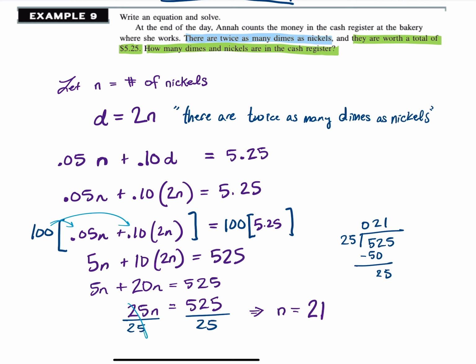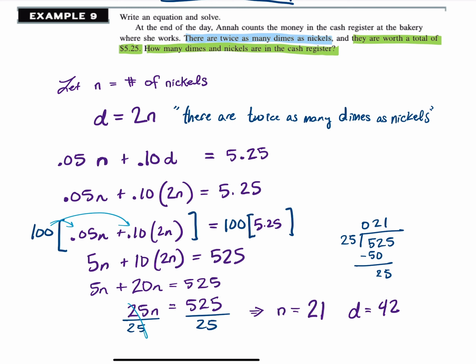Well, we said earlier there's twice as many dimes as there are nickels, or D equals 2n. So if there's 21 nickels, then the number of dimes should be twice that amount, or 42. So let's just answer in full context.